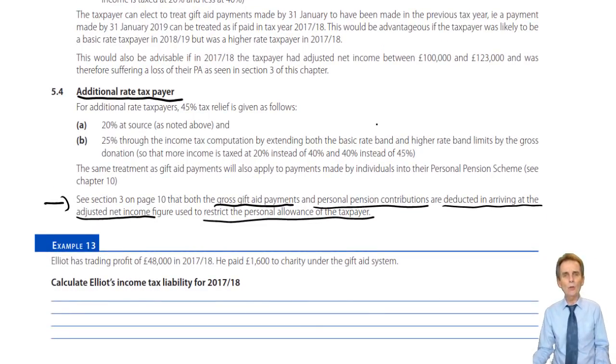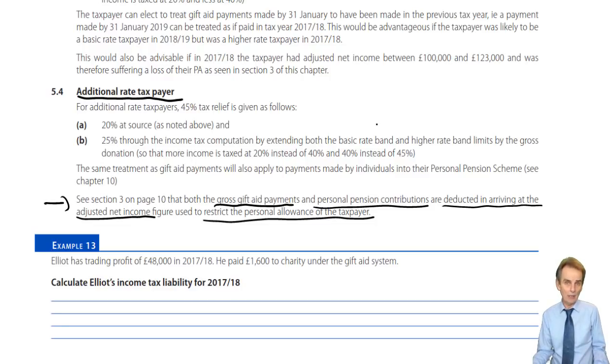And if we move on, maybe less likely, to the additional rate taxpayer, then all we've got to do there is not only add that gross figure to the basic rate band limit, but also to the higher rate band limit. So if we paid 80, gross 100, the higher rate band limit doesn't stop at 150,000, it's 150,000 and £100. If you paid 800, given a gross 1,000, it's not 150,000 as the higher rate band limit, it's 151,000. So the gross amounts of gift aid payments and personal pension contributions will serve to extend the basic rate band. And that is where they get involved on the income tax computation.